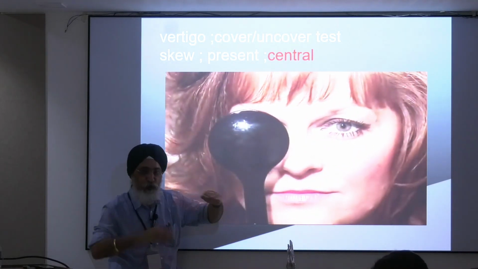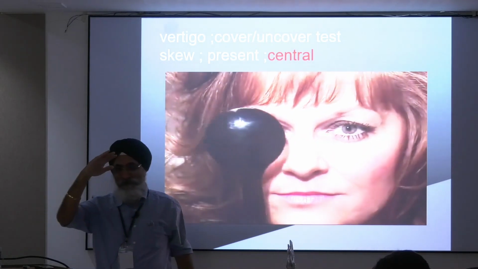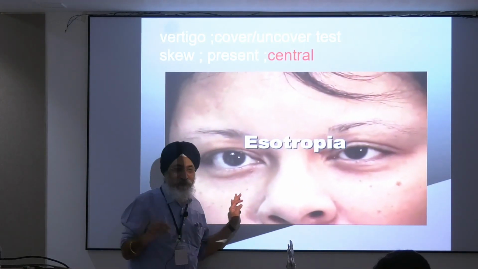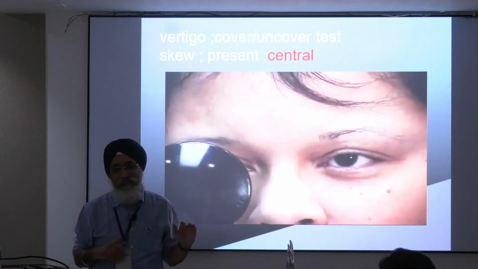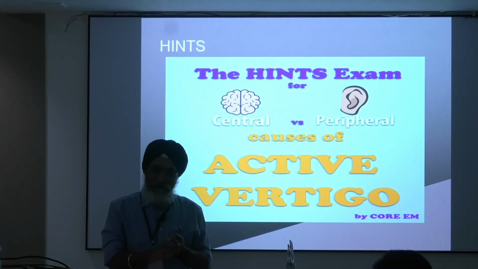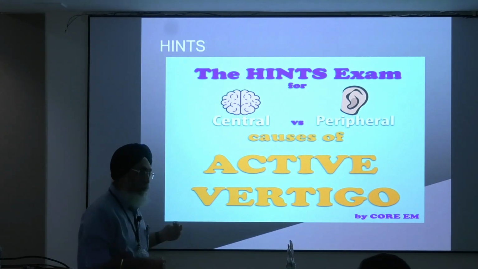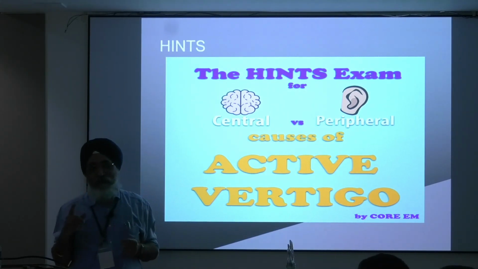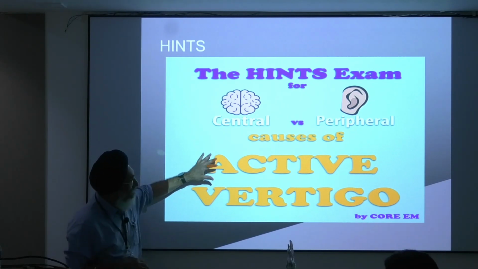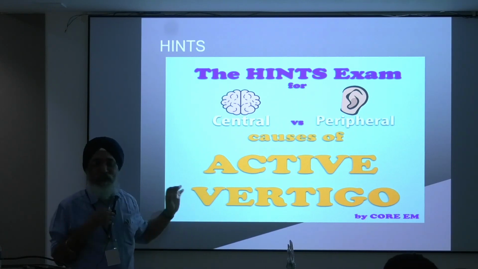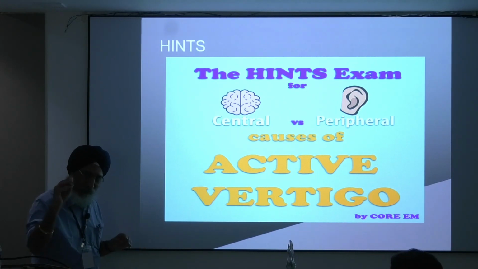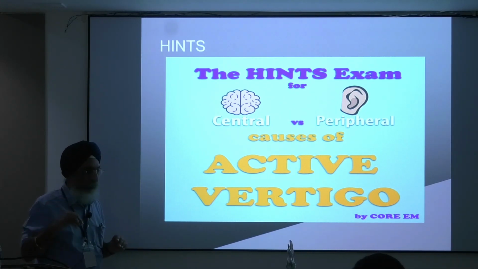So presence of a skew is central. And absence of skew is peripheral. So abnormal head impulse is peripheral. Absence of skew is peripheral. I like this video because it summarizes very well all the 3 aspects of the head impulse test. It is fast, but within 30 seconds it summarizes all the 3 aspects: the head impulse, the nystagmus, and the skew deviation very well.